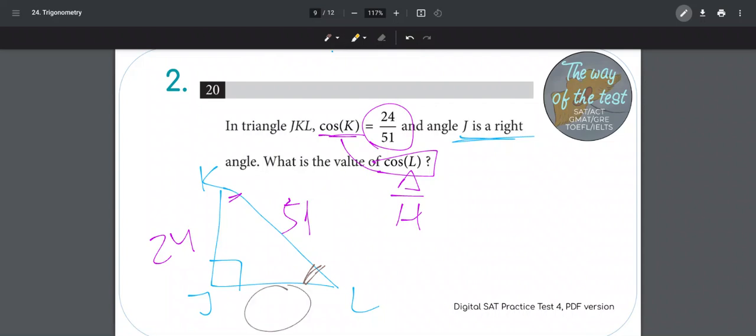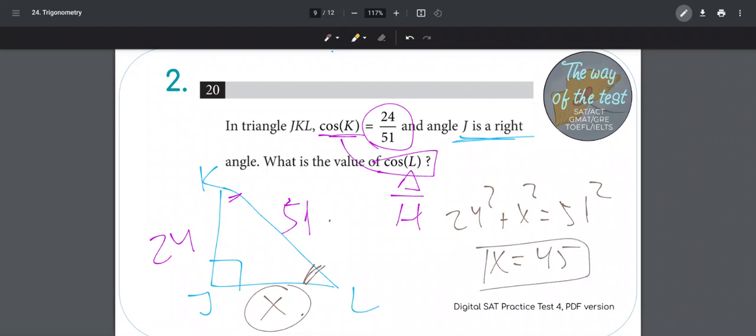So I have 24 squared plus this squared is equal to 51 squared. I'm going to call this x. So 24 squared plus x squared is equal to 51 squared. All you have to do is put all of these into your calculator and you're going to get that x is equal to 45. Is this the answer? No, because they were not asking me for x. They were asking me for cosine of L.